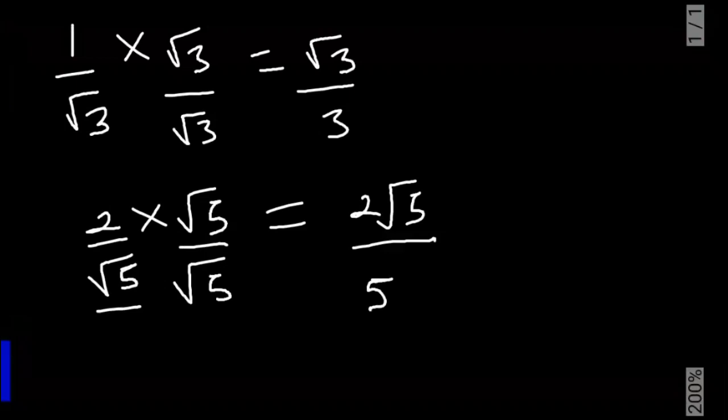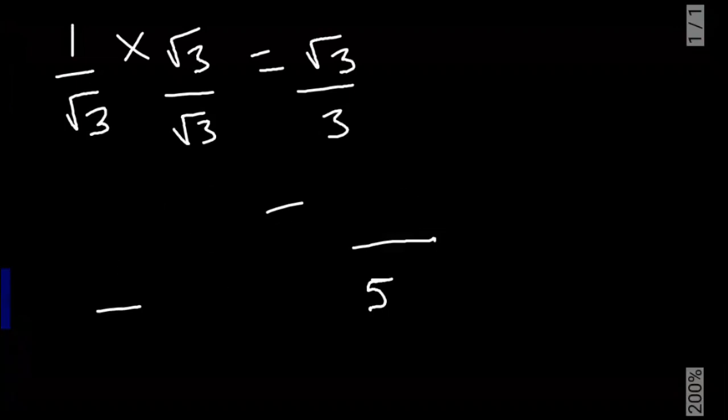So let's step this up a little bit. Let me erase this. Let's say we have 2 over the cube root of 5. How do we rationalize this? You should bear in mind that the cube root of 5 is different from the square root of 5. So this cube root of 5 multiplied by itself is not going to give you 5.